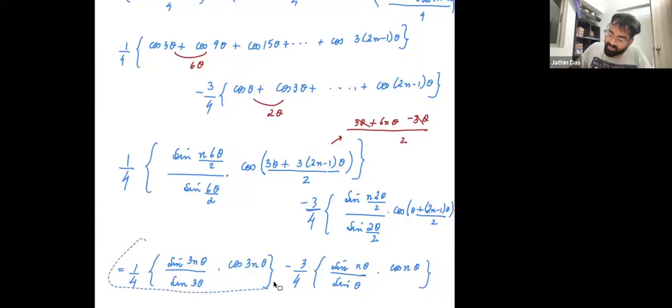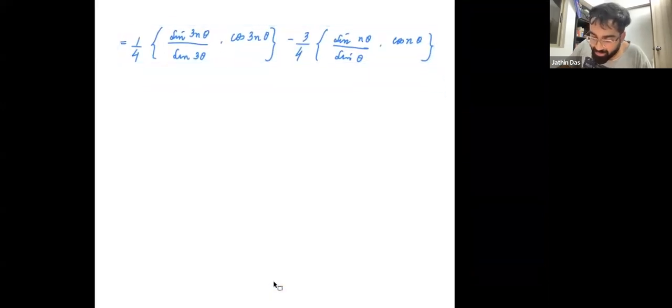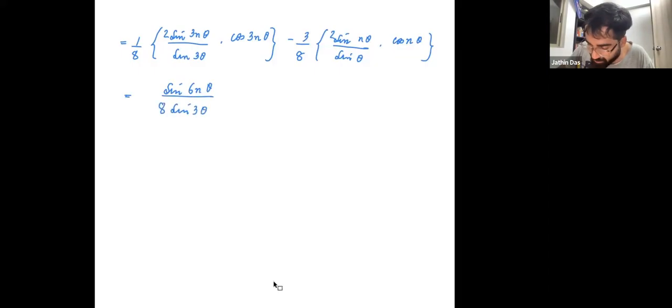Now you can further simplify this also, because it depends on how the answer is presented. See, sine and cos have the same angle. So I'll multiply 2 and I'll multiply 2 down, here 2. I'll multiply 2 here, 2 here. So here you will get sine 6n theta by sine 8 minus 3 by 8 into, here it will be sine 2n theta. Nice. That's it. That's the answer.